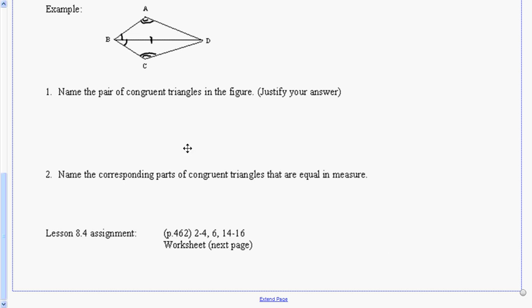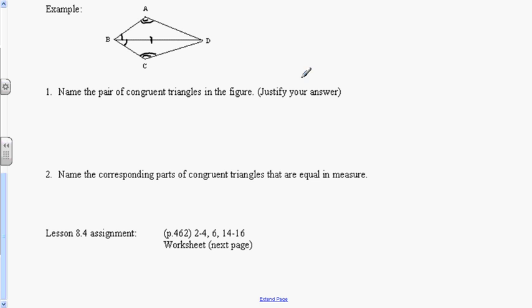Lesson 8.4 Part B. So now, how do we write congruency statements? Now, we've shown that these are congruent by doing angle, angle, side. So now, once we know they are congruent, we want to write a congruency statement. And it's very important how you write it because the corresponding parts must be matching.